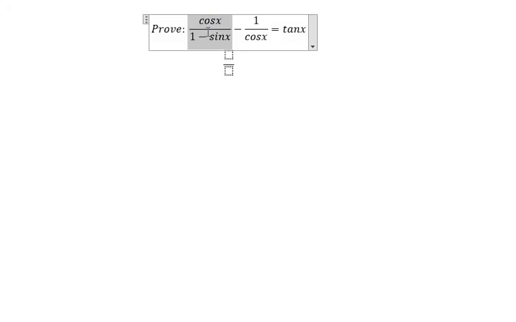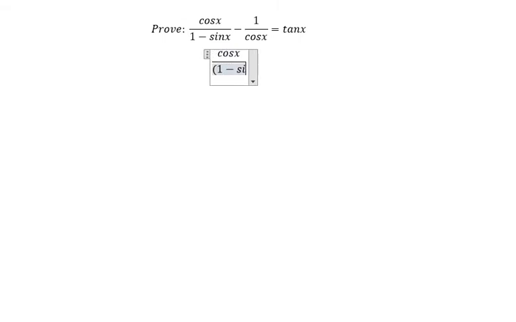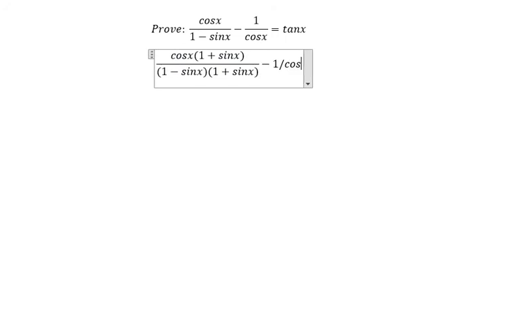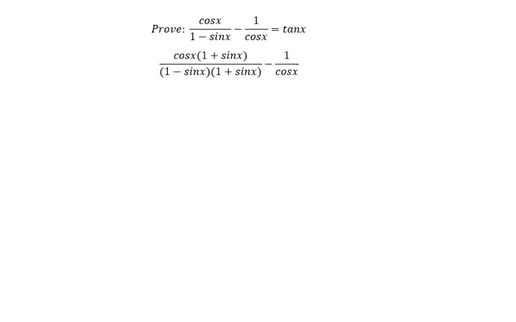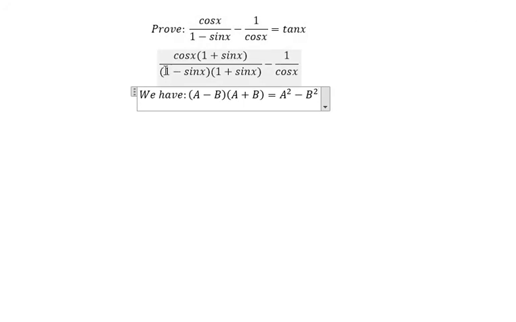First, we need to concentrate on cosine x over 1 minus sine x. So in this situation, we need to multiply by 1 plus sine x on numerator and denominator. Next, we have a minus b multiplied with a plus b. We will get a square minus b square. So that is similar for this one.